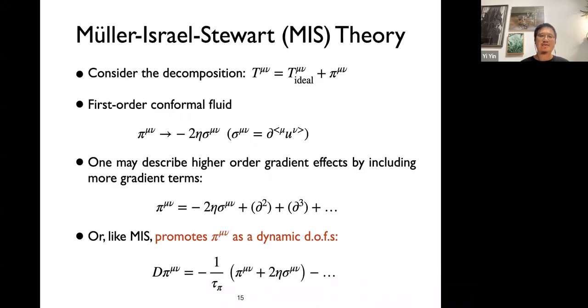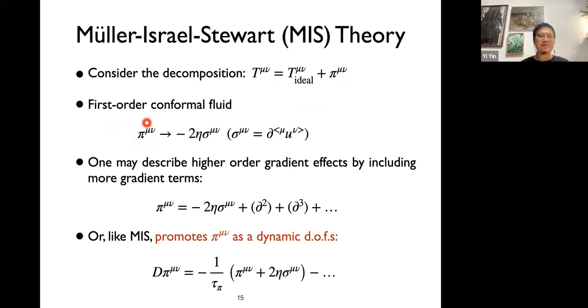Before talking about the extension, let me begin by reminding you of some key ingredients of the standard Muller-Israel-Stewart theory. So let us consider the stress-energy tensor T mu nu. We can decompose it into the ideal part and call the remaining part pi mu nu. This pi mu nu vanishes in the absence of gradients, so it describes the non-equilibrium corrections to the stress-energy tensor.